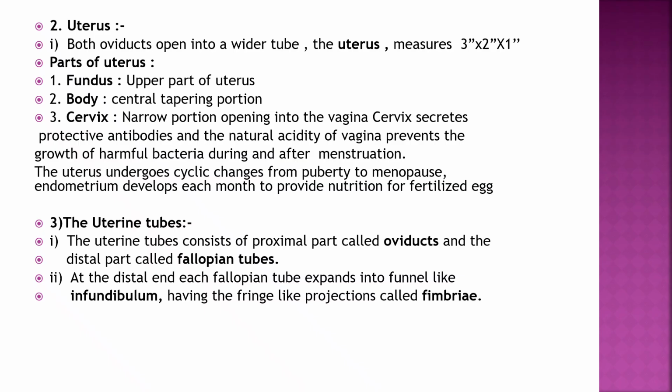The next part is uterine tubes. The uterine tubes consist of proximal part called oviducts and the distal part called fallopian tubes. At the distal end, each fallopian tube expands into funnel-like infundibulum having fringe-like projections called fimbria to catch the ova that is released in ovulation.